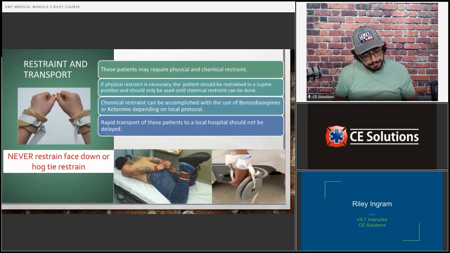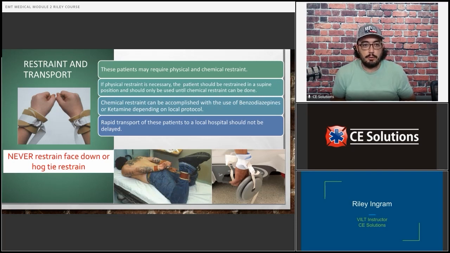Restraint in transport. Never restrain a patient face down or in a hog tie restraint. And that's going back to option 1 of the last case study, right? They can stop breathing. If you've got a lot of weight on top of them, if you dogpile them, you could be inhibiting that chest wall expansion. And so they're not breathing correctly, and they'll end up suffocating and dying.